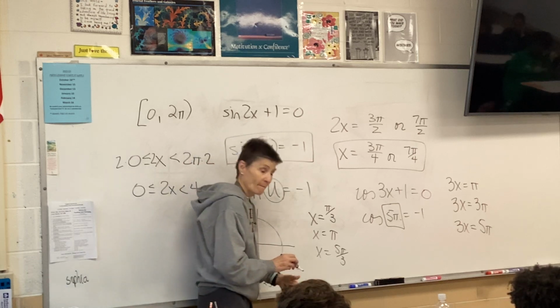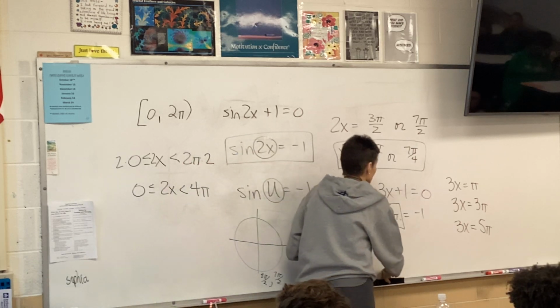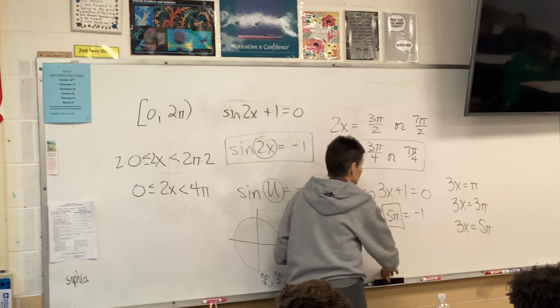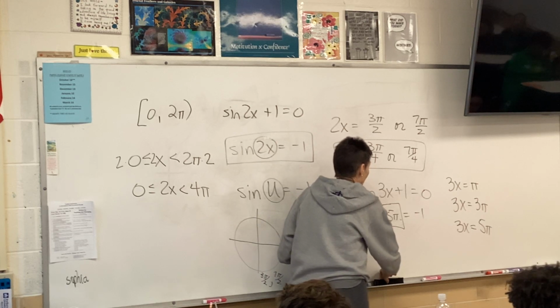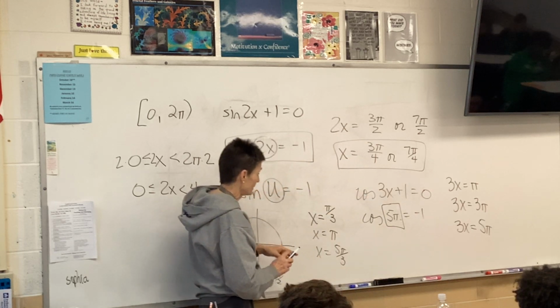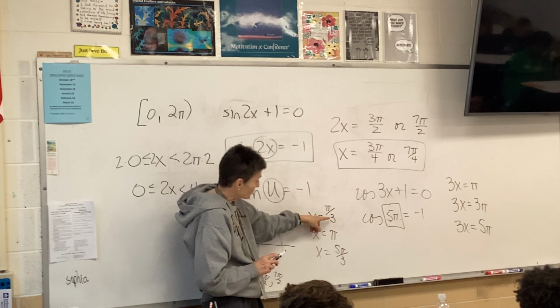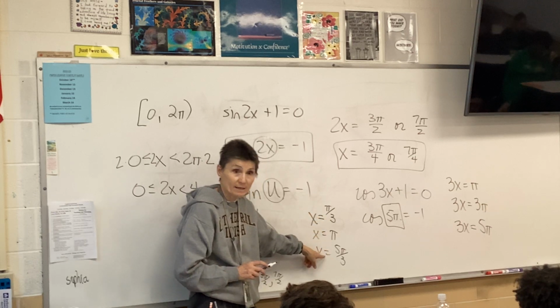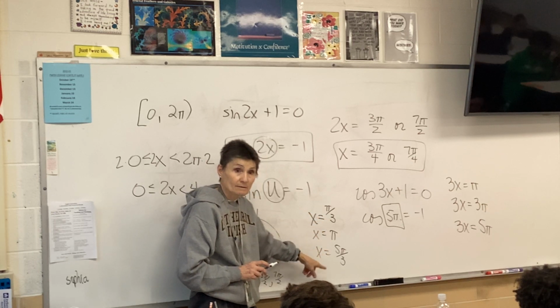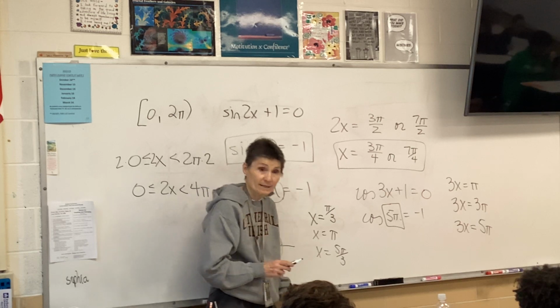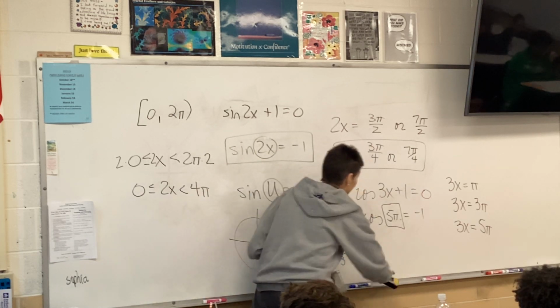Could we have just originally divided the 3 and then gone around and added? Well, then what you would be adding is 2 pi over 3, because it's 2 pi divided by that 3. Yeah, you can do that.